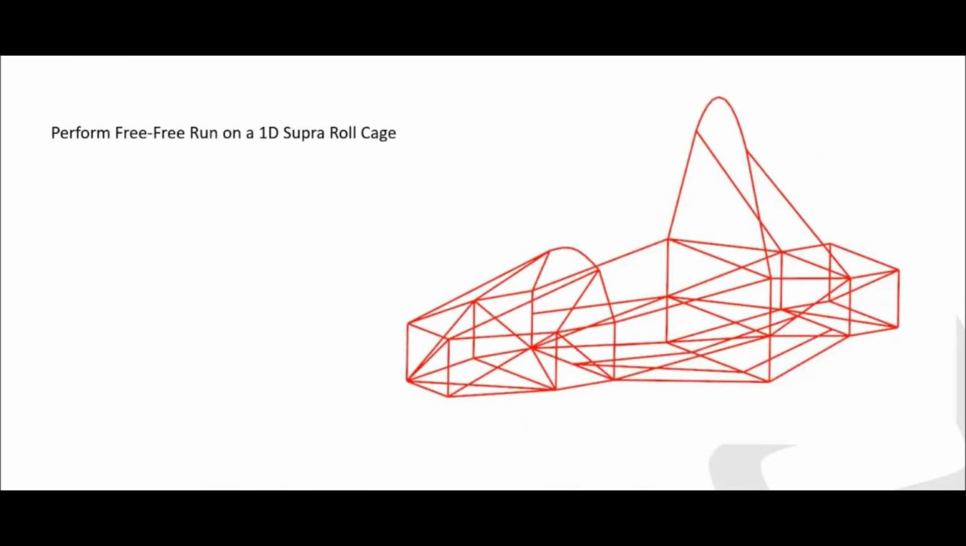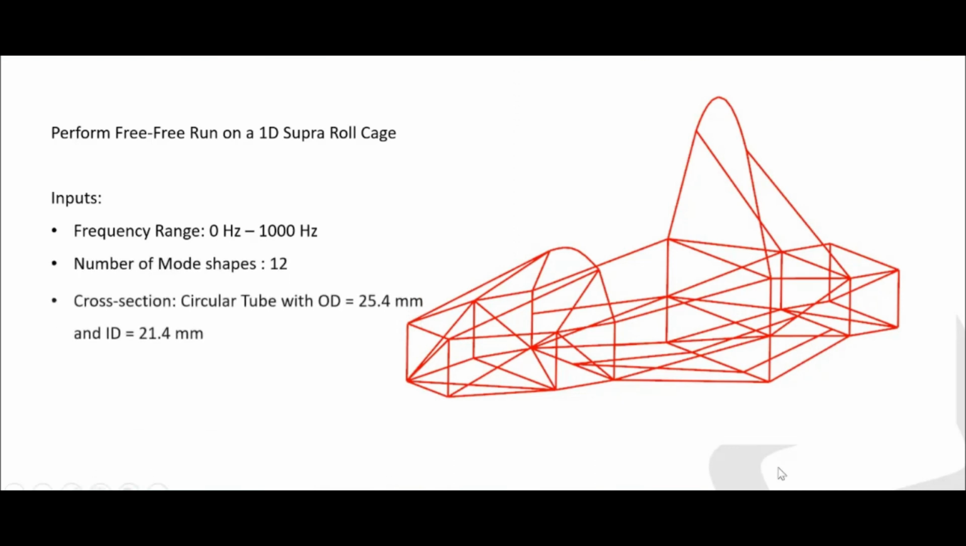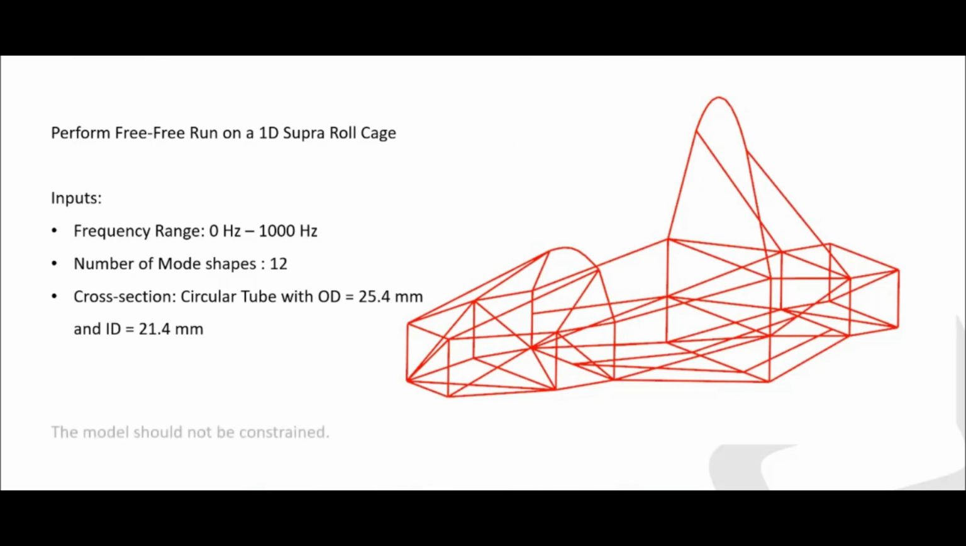So we are going to perform free run on a 1D Supra roll cage. This is the 1D roll cage. We are going to use the following inputs: a frequency range of 0 to 1000 Hz, number of mode shapes as 12. Cross section, we are going to use a circular tube with outer diameter of 25.4 mm and inner diameter of 21.4 mm. The model should not be constrained for free run. Now let's go on directly to HyperMesh.